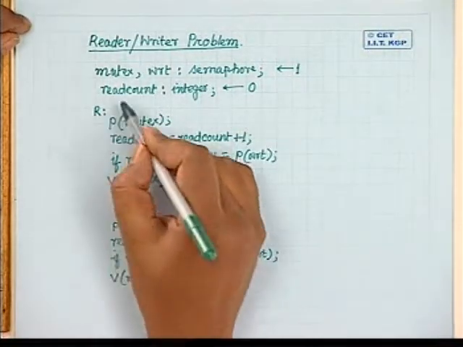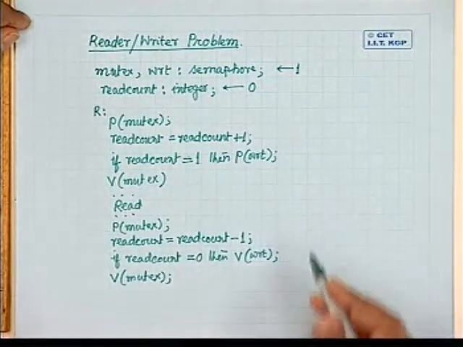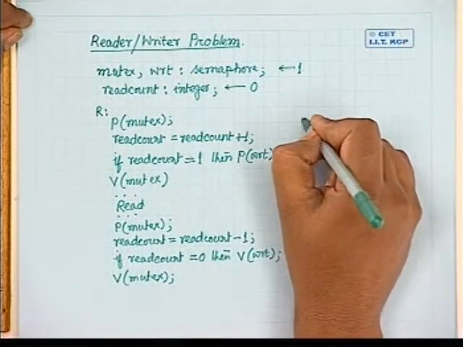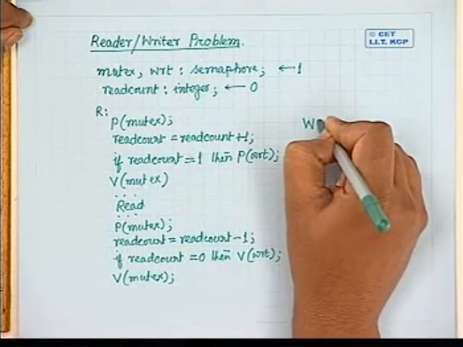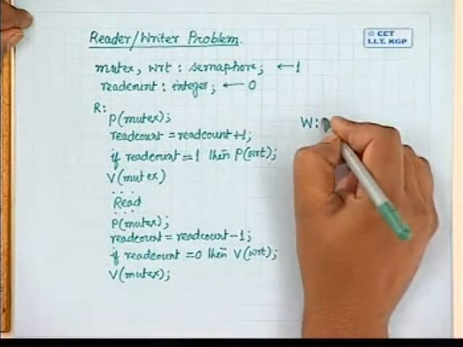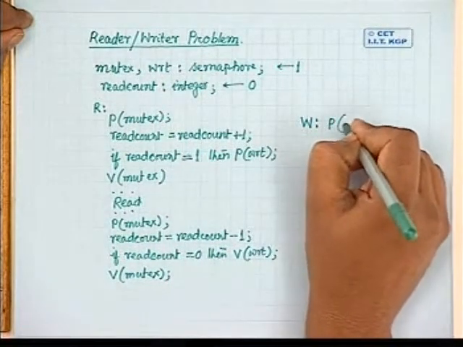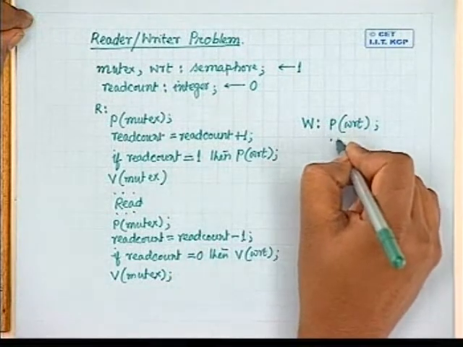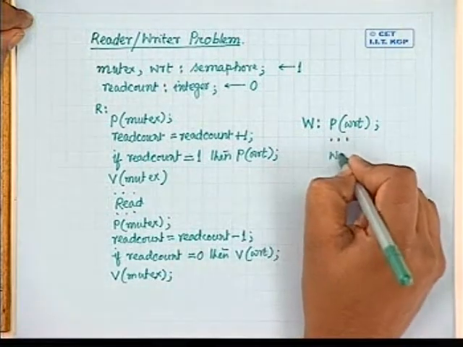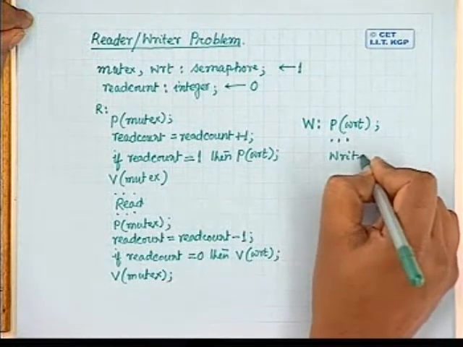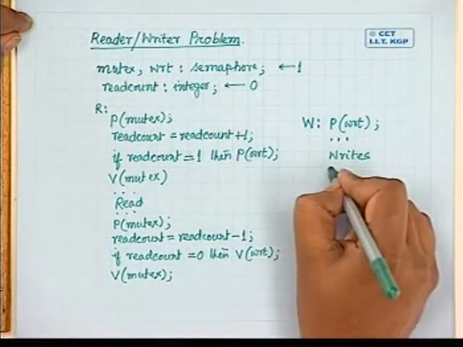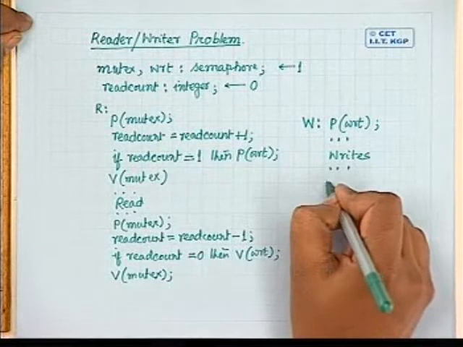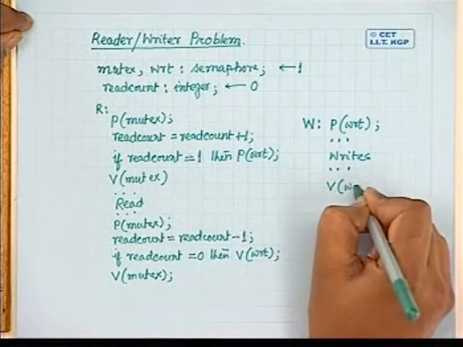So this will be the structure of a reader process. Similarly, for a writer process, the structure is much simpler. First, it has to perform a pwrite operation. After pwrite is successful, it modifies the file, that is, writes into the file, and finally, it performs a vwrite operation.